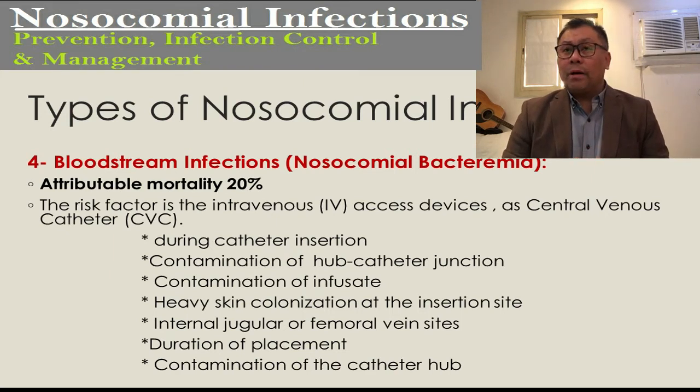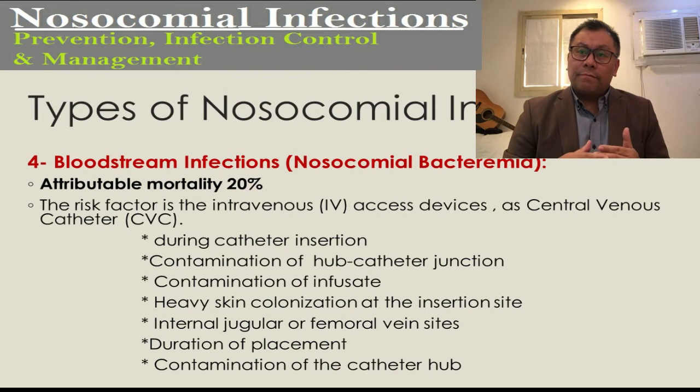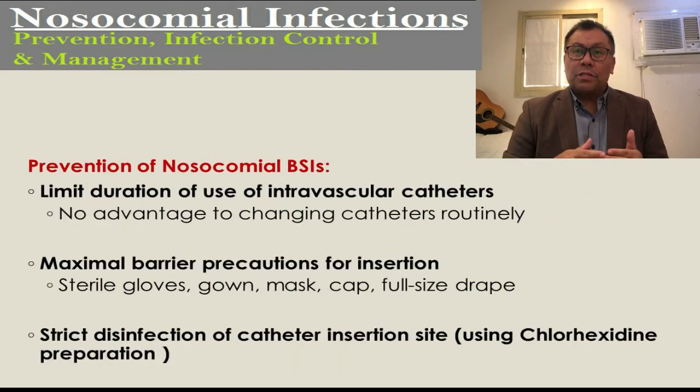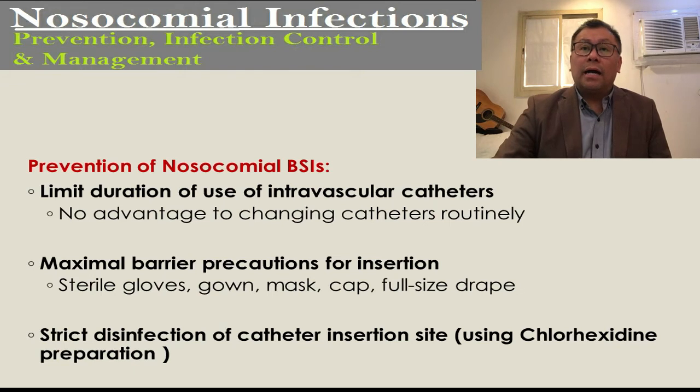The next type of nosocomial infection is the bloodstream infection. This has an attributable mortality of 20%. The risk factor is intravenous access devices, like the central venous catheter. This may happen during catheter insertion. Contamination of the hub catheter junction, contamination of the infusion set, heavy skin colonization of the insertion site, internal jugular or femoral vein sites. We also have the duration of placement and contamination of the catheter hub.